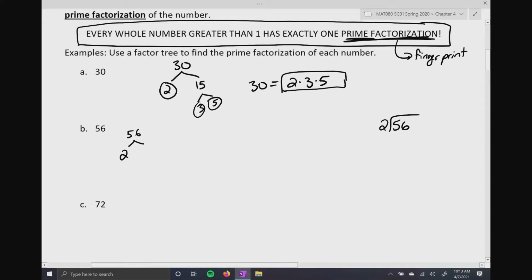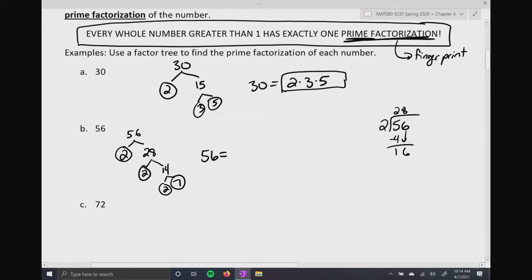2 goes into 5 twice. 5 minus 4 is 1. Drop the 6. 2 goes into 16 8 times. So 2 times 28 equals 56. Now, 2 is prime, so I circle it. 28 is composite. I can break that down even further. So 28 is 2 times 14. Now, 2 is prime, so I circle it. 14 is composite, so I can break that down into 2 times 7.